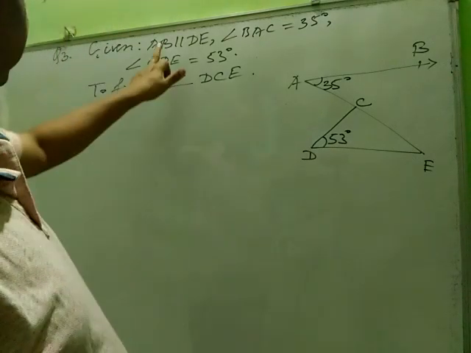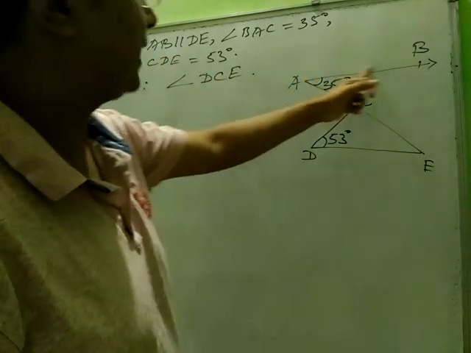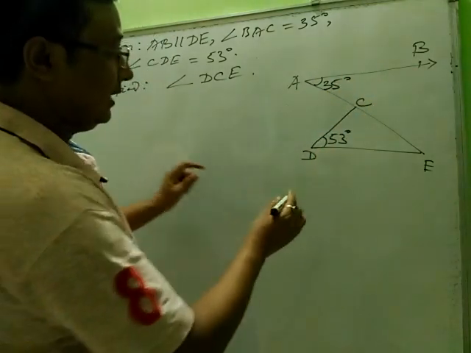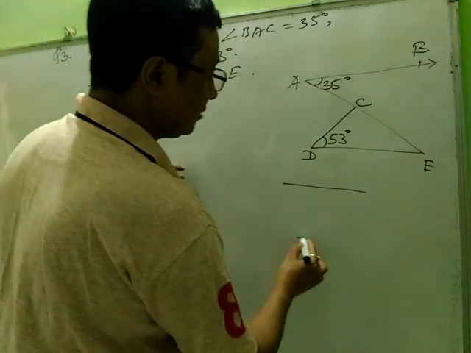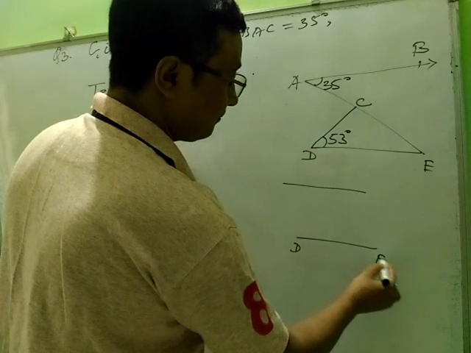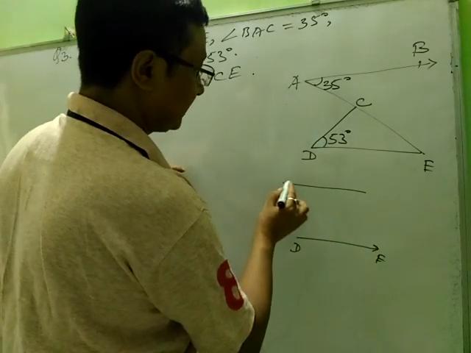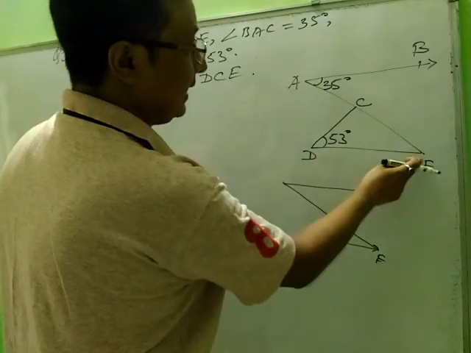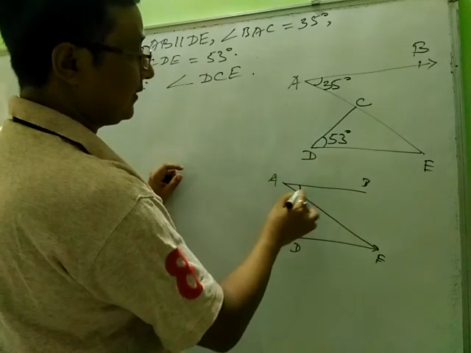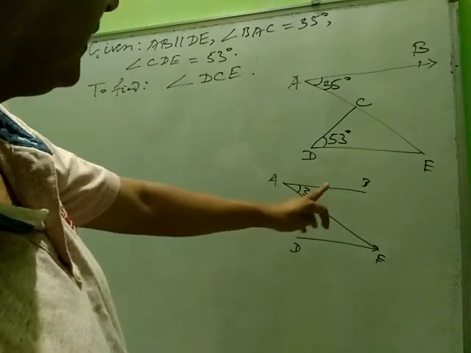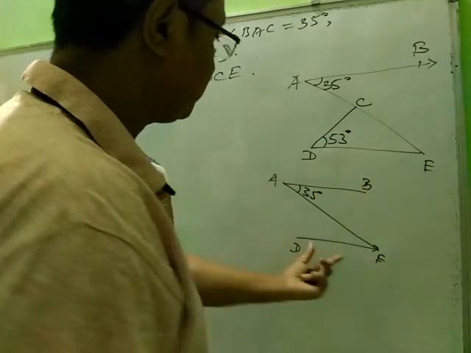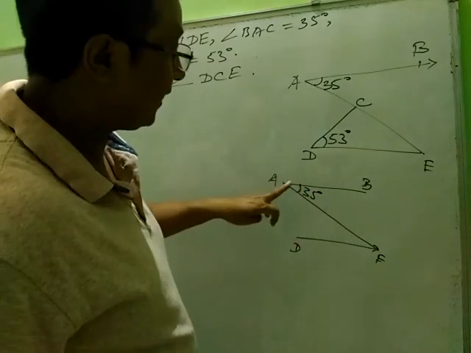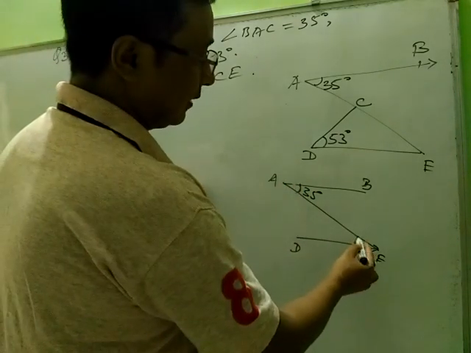It is given that AB is parallel to DE. So the line AB is parallel to the line DE, so these two lines are parallel. This is line DE and this is line AB, intersected by the line, say AE. Here they have given 35 degrees. Then how much will this angle be?